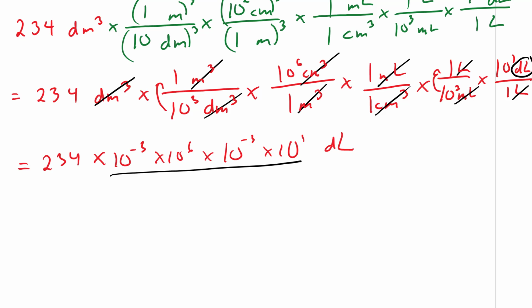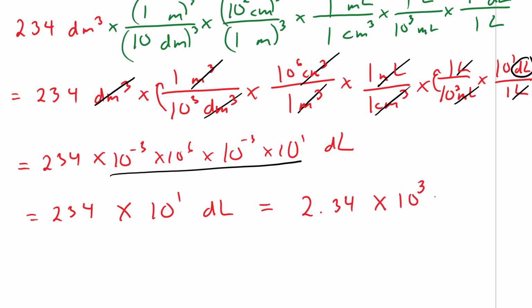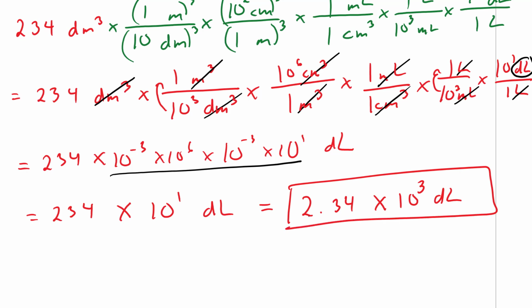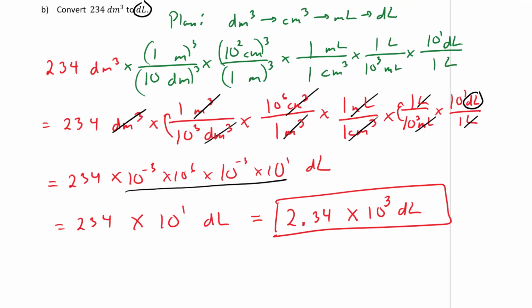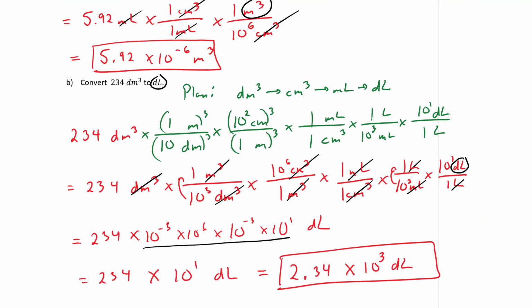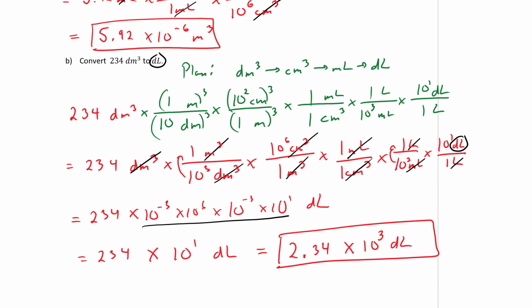Collect all those bases of 10. Negative 3 plus 6 is positive 3. Minus 3 is 0. Plus 1 is 1. Deciliters. This is not proper scientific notation. I had to divide this one by 100, so I have to multiply this by 100. Gives me 10 to the 3 deciliters. Final answer. You can see a lot of steps along the way. This is only going to get more challenging as we move on, which is why I would encourage you to write this plan in place so you don't get lost.